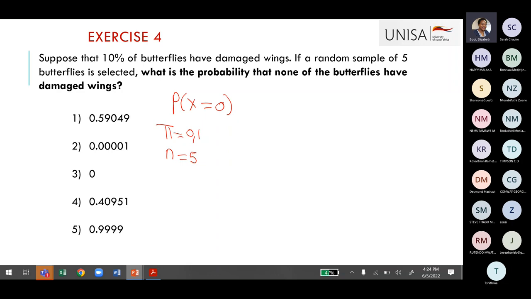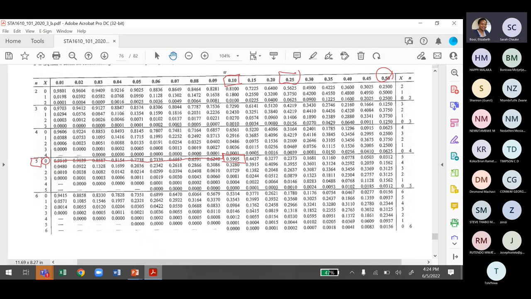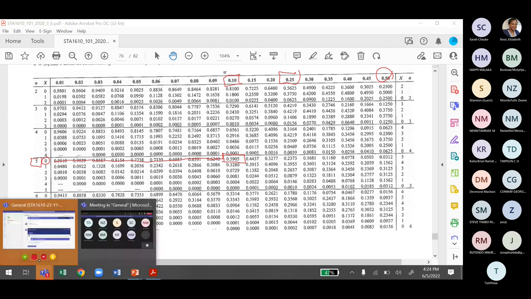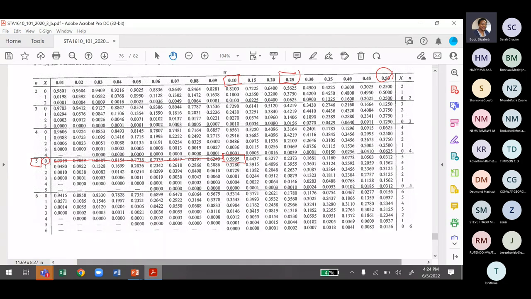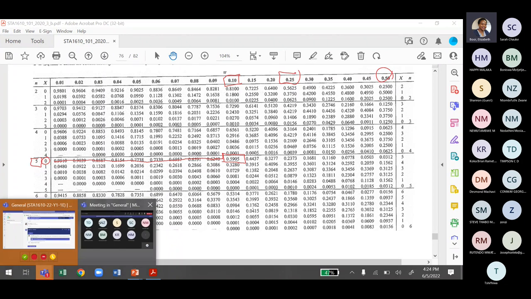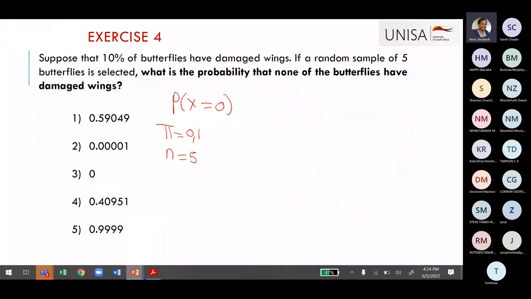I forgot the number we got. It's 0.5905. You will also need to pay attention when you're using different books, because you will have different values. This answer uses 5 decimals, probably because they calculated manually or they used another table that had 5 decimals. So you just need to pay attention to the tables that you are using as well.